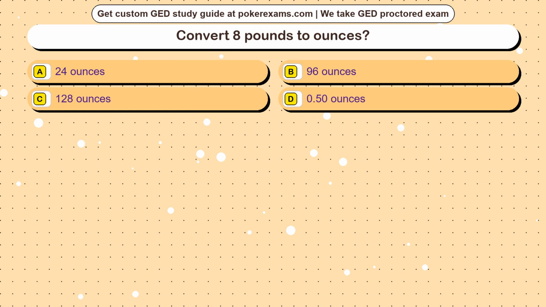Question 23. Convert 8 pounds to ounces. Option A, 24 ounces. Option B, 96 ounces. Option C, 128 ounces. Option D, 0.50 ounces.